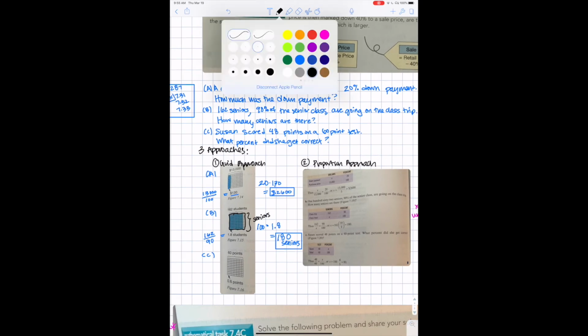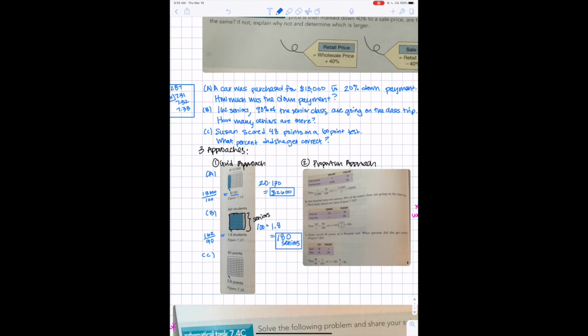So to get what one single box is, it should be 60 divided by 100, and one single box should represent 0.6 points. So basically what we want to do is add up 0.6 a bunch of times, right? We want to know how many times we have to add up 0.6 to get 48. And that should be my solution, right? So that's the percentage that she got correct.